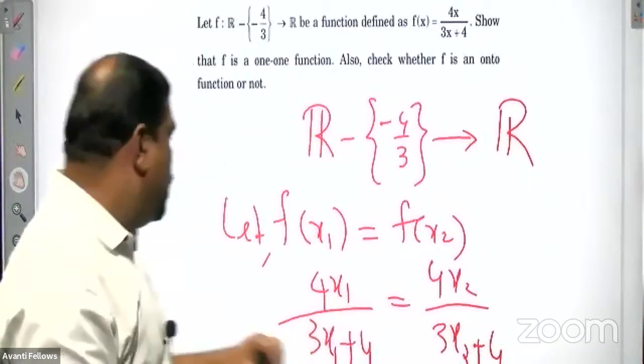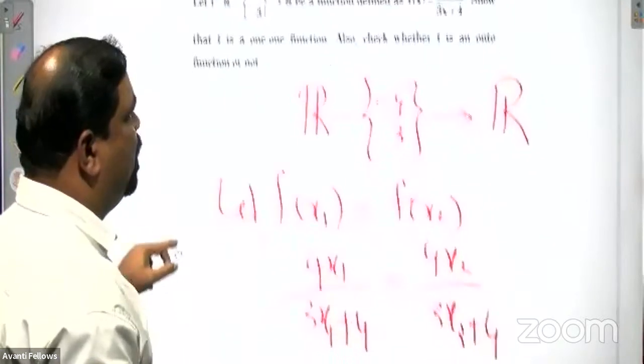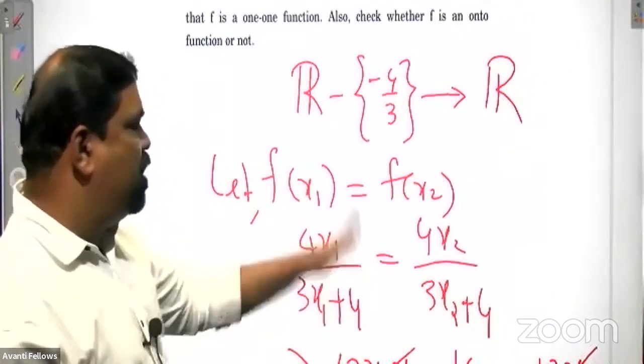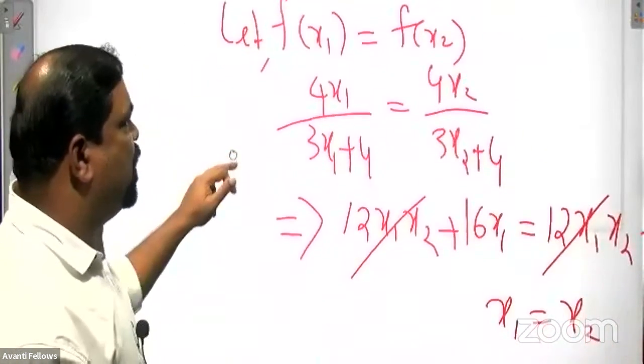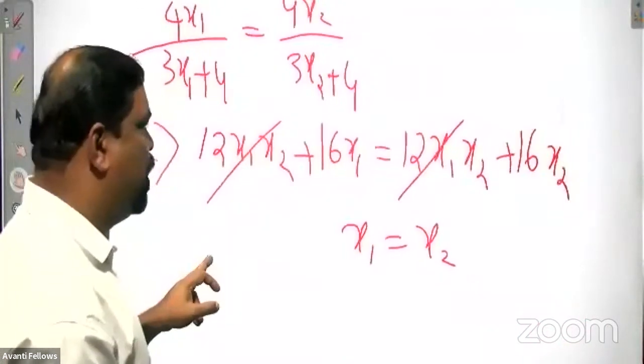Whether you have seen or not, I don't know. There was some interruption, some video problem was there actually. Anyway, we have proved it is one-one. The usual method, f of x1 equal to f of x2, at last that implies x1 equal to x2. Everybody can do it by yourself also.